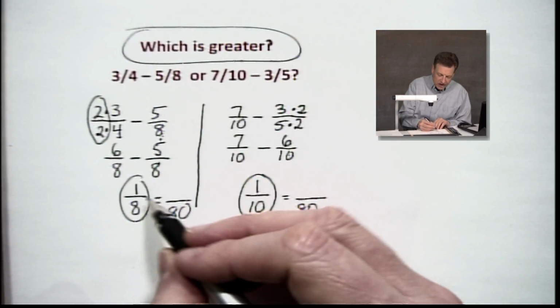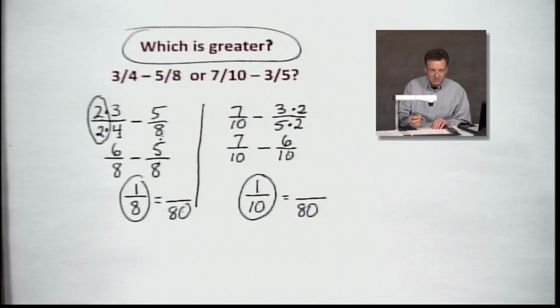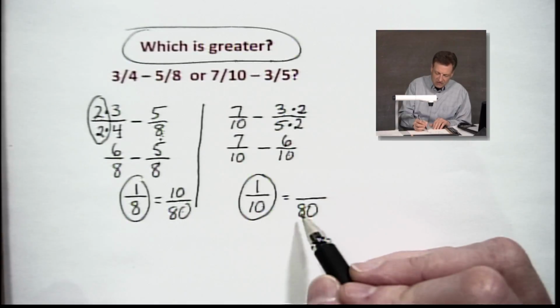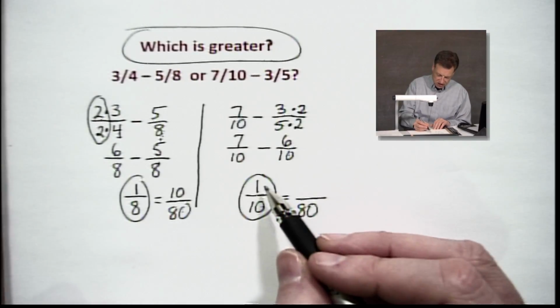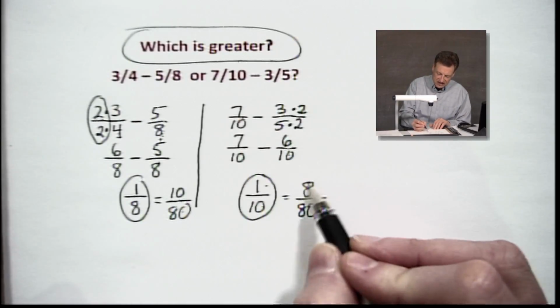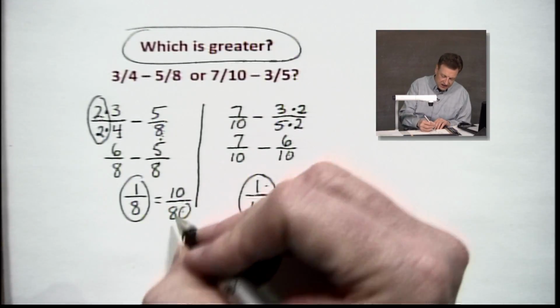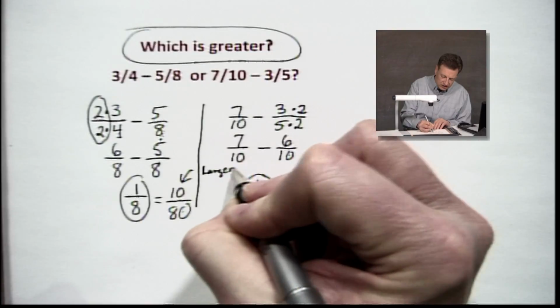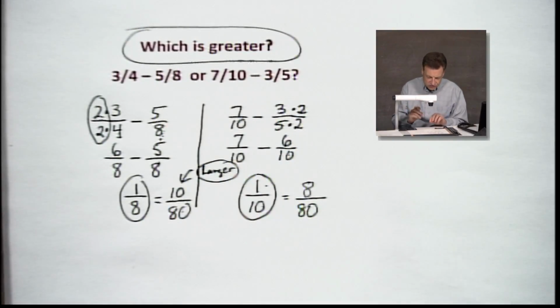We're going to go 8 into 80. What do we multiply by? We multiply by 10. So this gives us 10 over 80. This little guy over here, we multiplied by 8. So 8 times 1 will give us 8. So it looks like this one is the larger of the two. Now, yes, we could reduce that. I'll reduce that for everybody. Oh, it's back to 1/8.